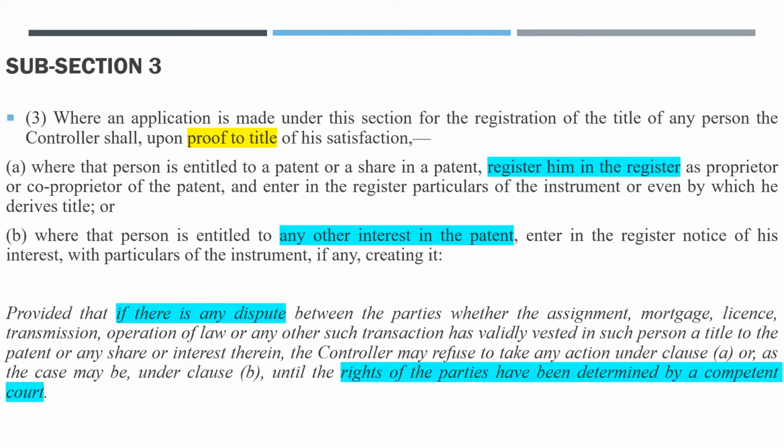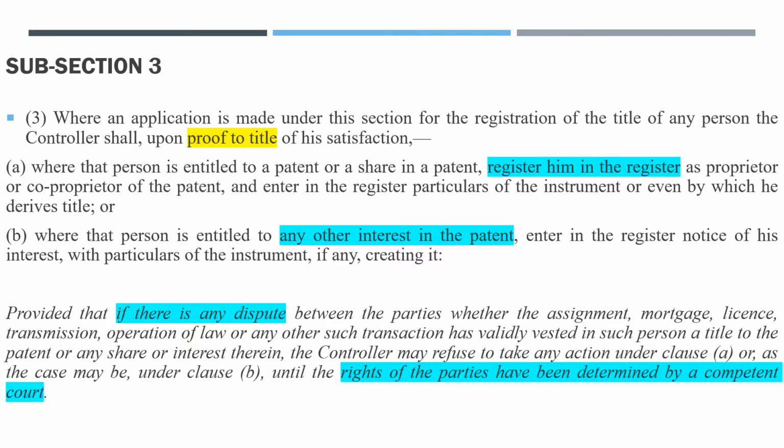Okay, that means here friends, the key term is proof of title, and let me try to explain the essence of this subsection in a very simple way. So just listen. For registration of title of any person, the controller must be satisfied on the below points. Number one, that person must have registered himself as the proprietor or co-proprietor of the patent and entered the particulars of the instrument, etc. in the register. Okay, you can very well relate this to clause A.